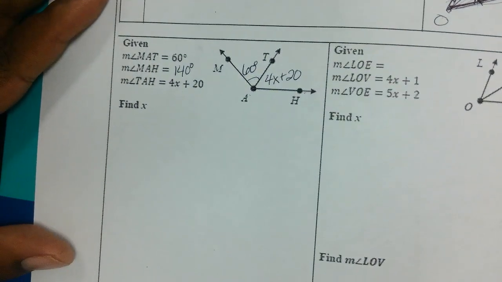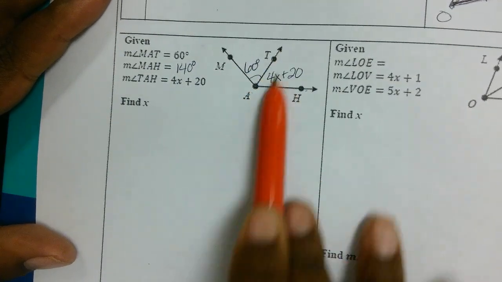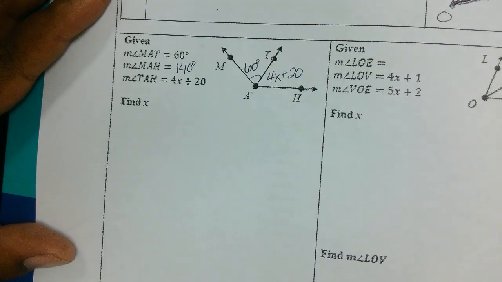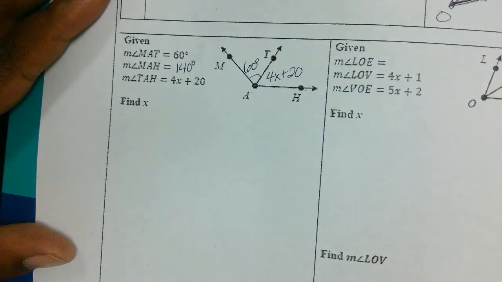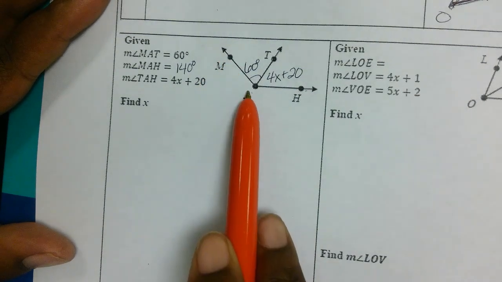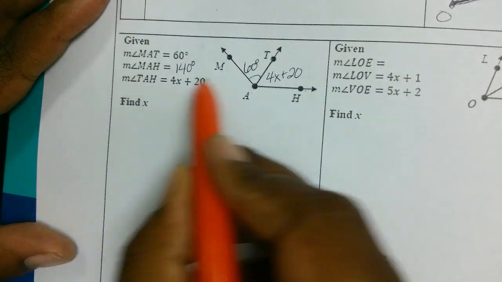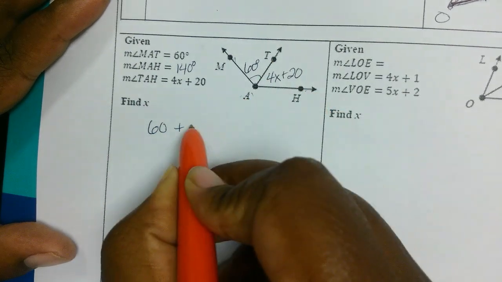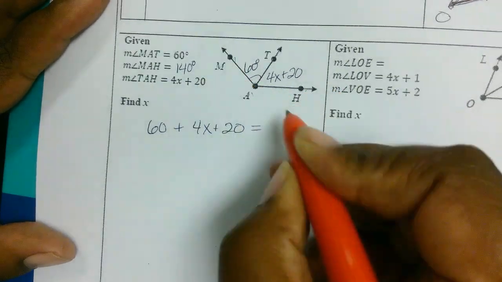Well, using my angle addition postulate, again, I don't know that these two are equal because they didn't tell me this was a bisector. So I can't say that these are equal. I can't make that assumption. But what I do know is that angle MAT plus angle TAH is going to be equal to the entire angle, angle MAH. So if I put that there, MAT, 60 plus TAH, 4x plus 20, that equals the entire angle, which is 140.